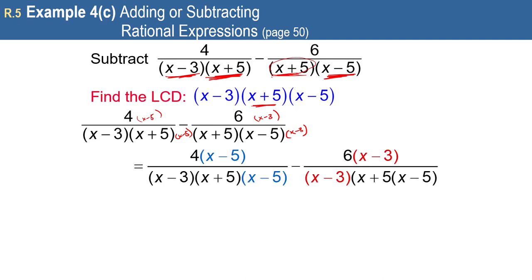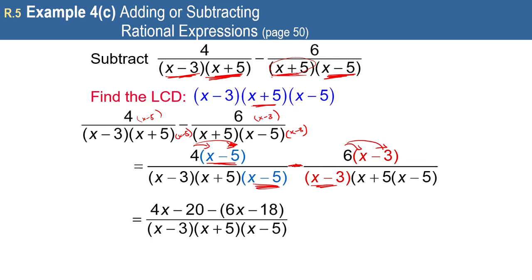So again, we multiply the top and bottom by x minus 5 because that's the factor that we're missing to get our LCD. And on the right, we do x minus 3 on the top and on the bottom. I have to distribute this 4 to the top here, and then here we have a 6 that we have to distribute, but remember there's a negative in the front, so we should be careful with that.